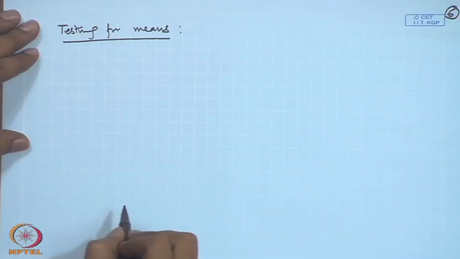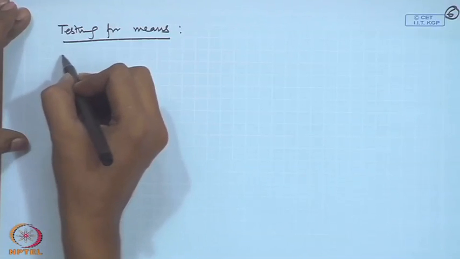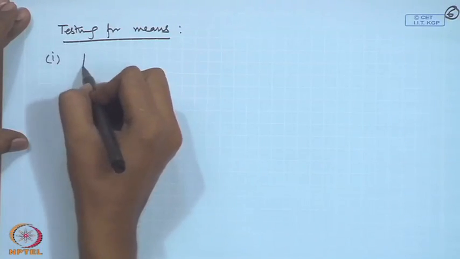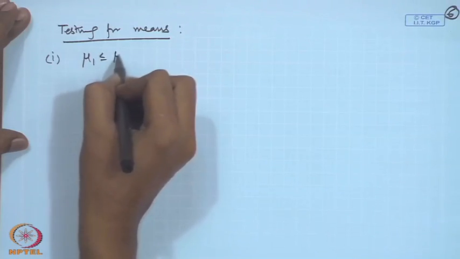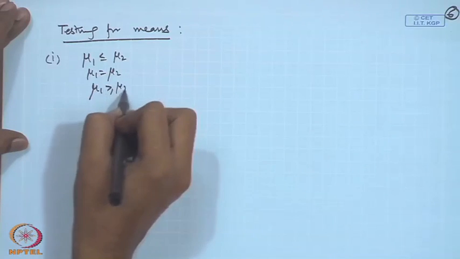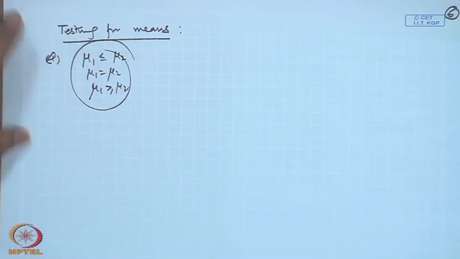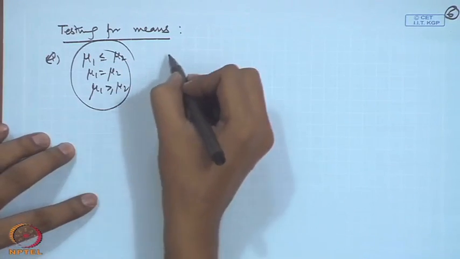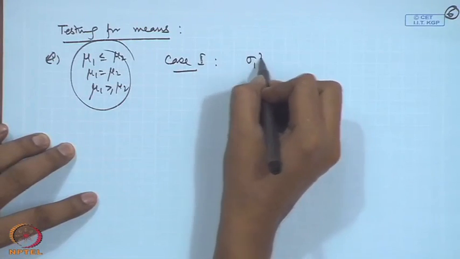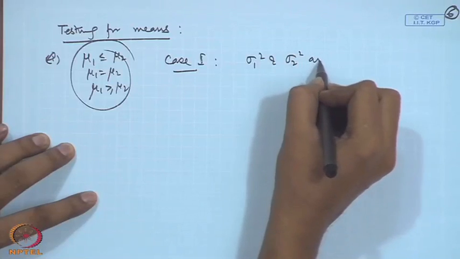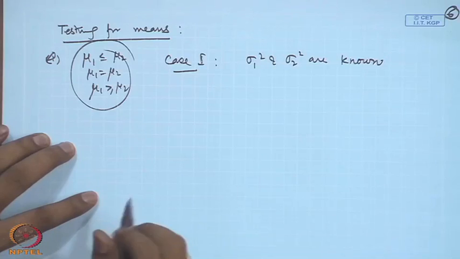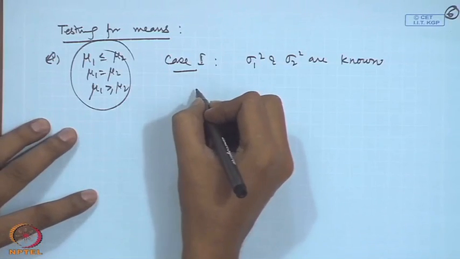If we consider the testing for means, we may consider hypothesis problems of the nature say mu 1 less than or equal to mu 2, mu 1 is equal to mu 2, mu 1 greater than or equal to mu 2, and so on. These are the types of hypothesis problems that we may have. So, again as before, we consider case 1 when sigma 1 square and sigma 2 square are known. If sigma 1 square and sigma 2 square are known, then we consider the statistic of the form.